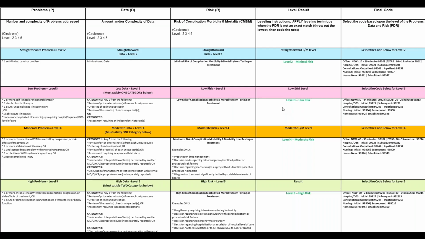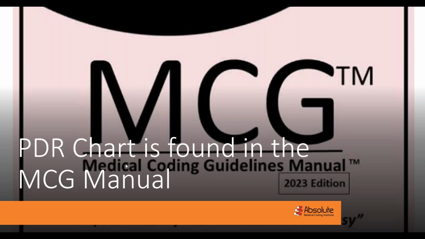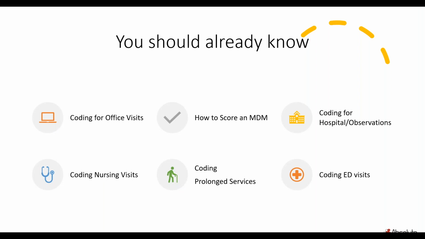And we have a new PDR chart with us. It's available in the MCG manual, as I said. We have added the codes for the hospital observation, the consultations, outpatient, nursing visits, home visits. So it's a new PDR chart that's available for you all. Once again, the PDR chart is found in your MCG manual, and that's what we are going to use in our study sessions here to solve the questions.